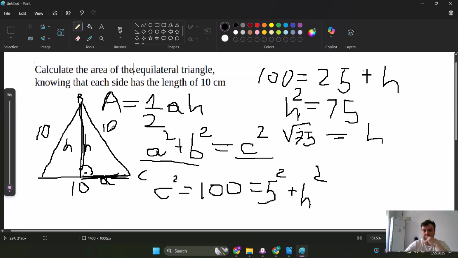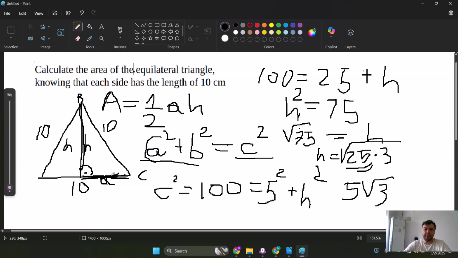So we already know the length of the height. Height equals square root of 75, but it's not a natural number. So what will it be? We can write it as 25 times 3. So h equals the square root of 25 times 3, where we can take the square root of 25 as a natural number, so it will be 5 square root 3. So the bottom side equals 10, half of it is 5, and the height equals 5 square root 3.